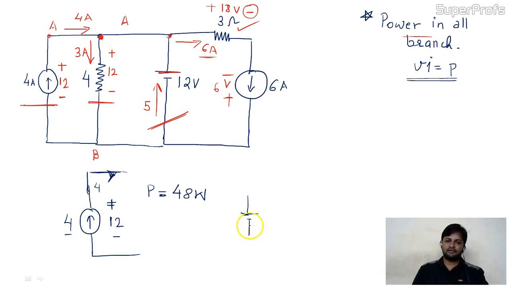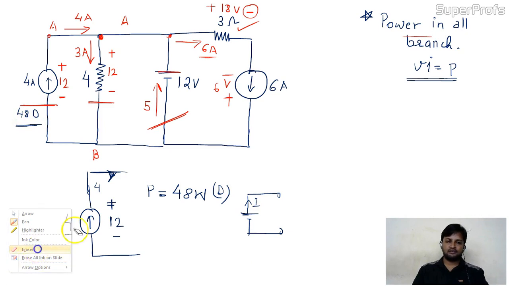If we have a source and from that source we are getting current outside in the circuit, it means it's delivering power. So this power is the delivering power. Is it okay to you people? So this one is over. Here the power is 48 and the source is delivering the power. I hope this one is clear to you.